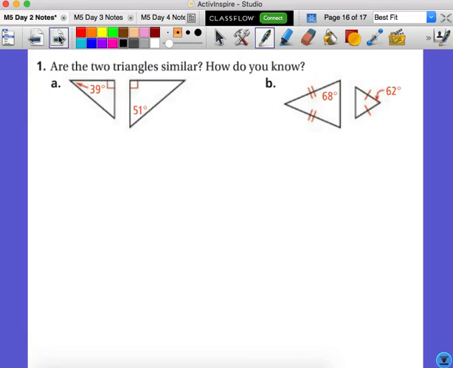The next one's here, same sort of thing. If I take out the 39 and the 90 from 180, that'll help me find that missing angle, which happens to be 51. So then I have angle similarity. And over here, I've got 180 minus those two 68s that we have here and here, since that's isosceles, would leave me with 44. And on the right side, if I take out that 62 and divide by 2, I end up with 59 as those two angles. So these are not similar.